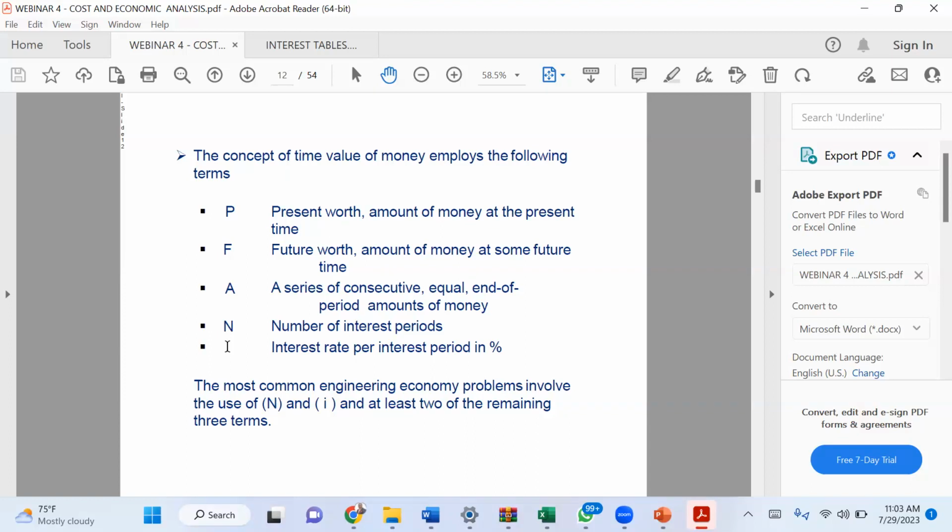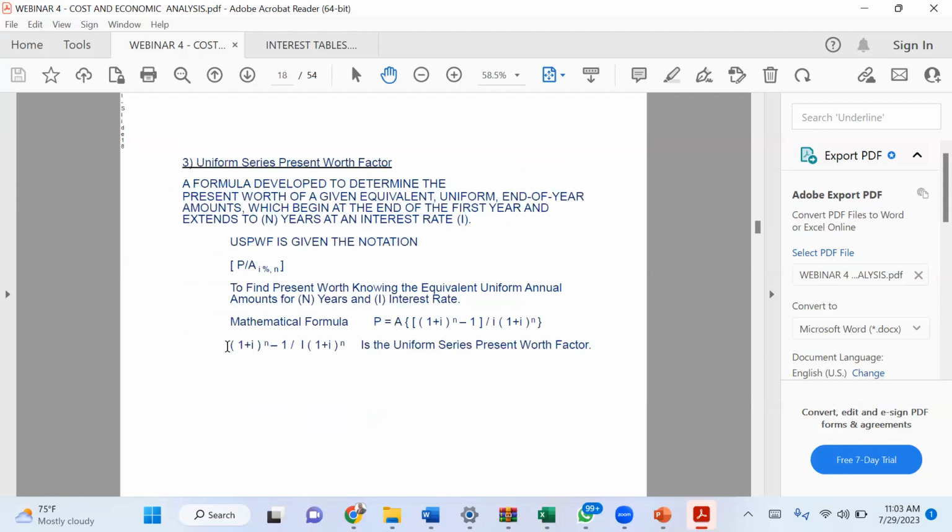Now, of the next 3, 1 will be given to you. Either you are given the present value, the future value, or the annuity amount or the annual worth. Out of those 3, you will be given 1 and then be asked to find 1. So that is this uniform series factor.